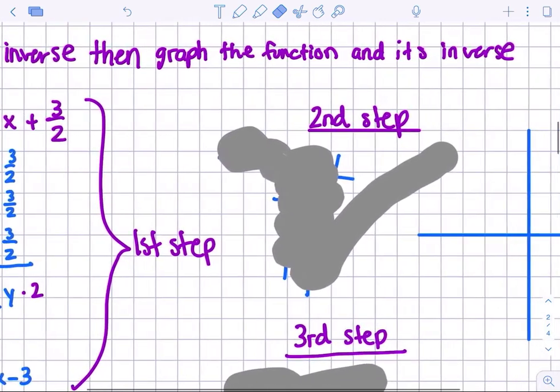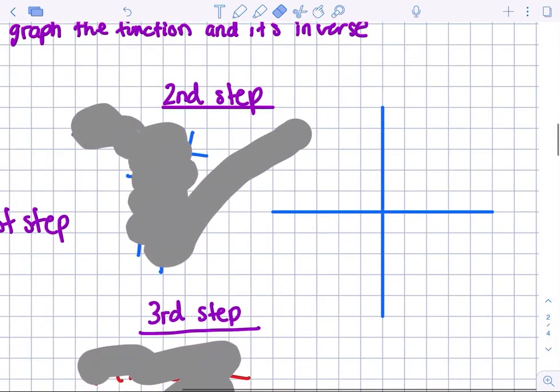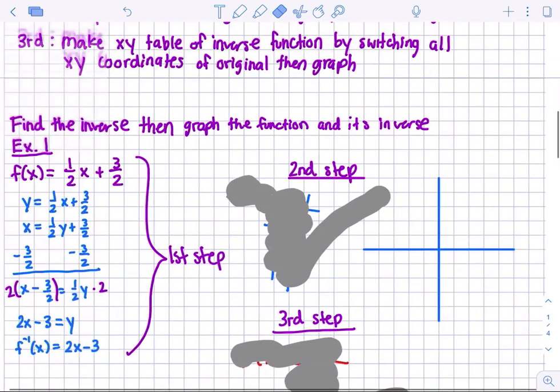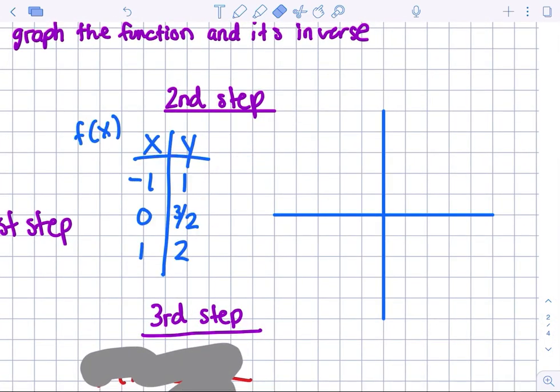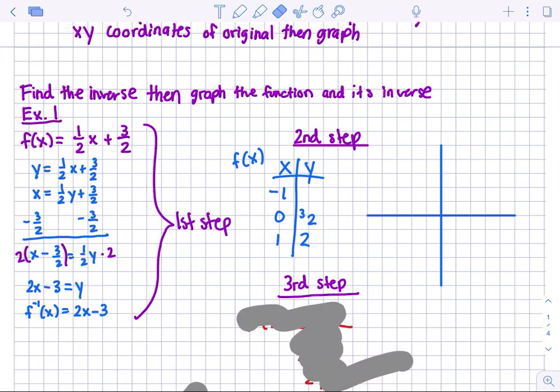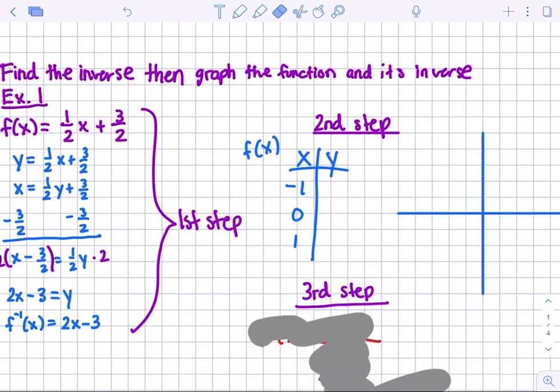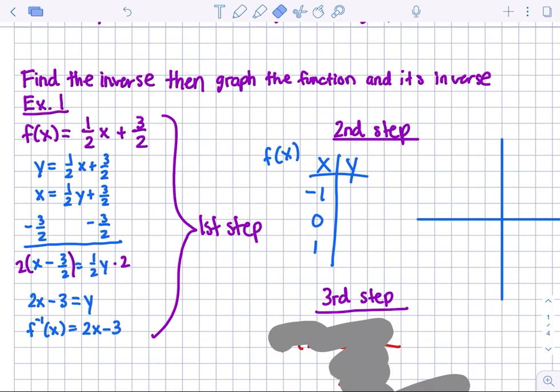Okay, so second step. Now, using your notes, the second step is you gotta find the points of the original. Our original's right here. So now we gotta plug our points in to solve. With linear functions, you could simply just plot 3 points, and that's pretty much good enough.